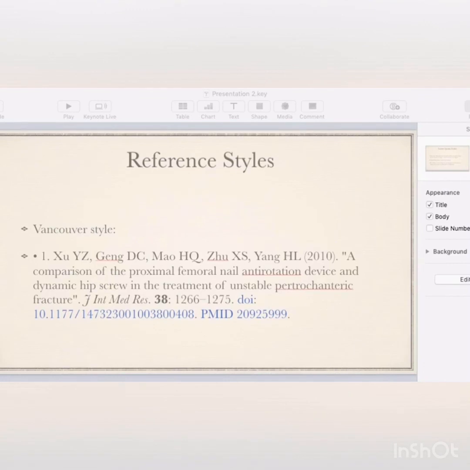Again, the author's surname, initials of the forenames given, followed by the year of publication in parentheses, followed by the title, the journal in italics, issue and volume in bold, followed by the page numbers, and followed by a link if present.